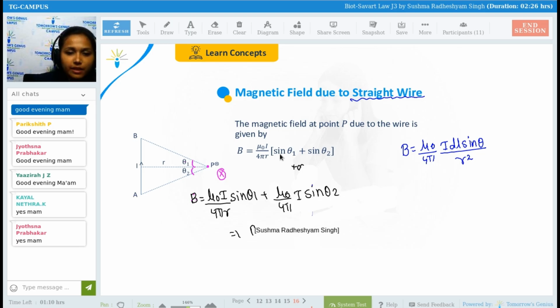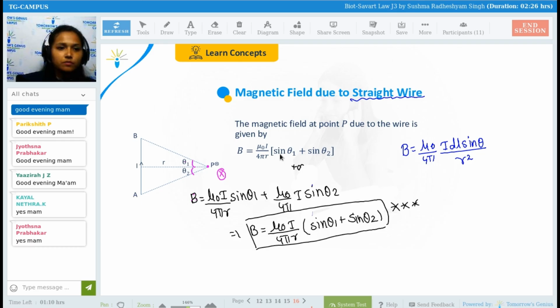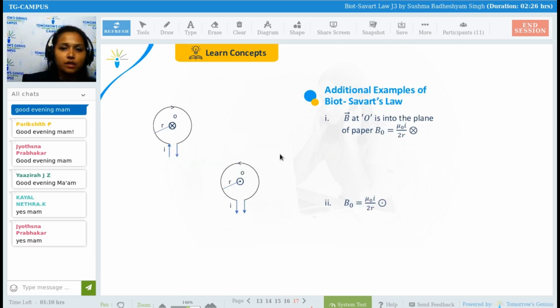So if we add them, we simply get B is equal to mu naught I upon 4 pi r, sine theta 1 plus sine theta 2. So this is your shortcut formula to remember. Clear this point? Okay. Now we move further.